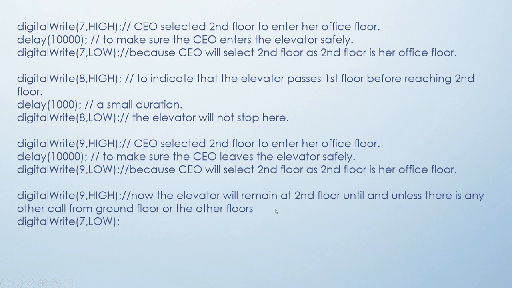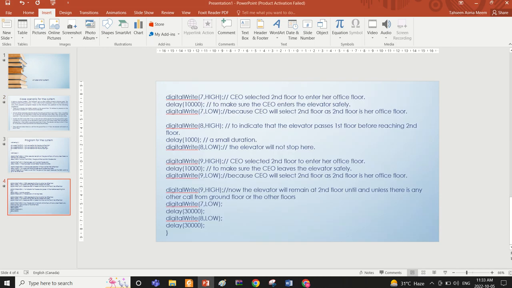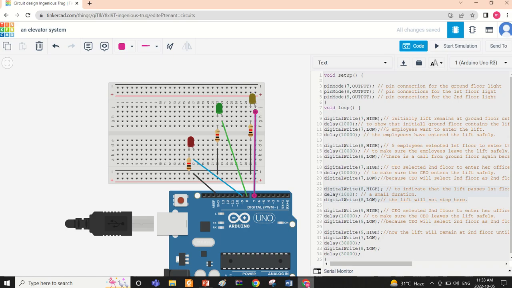And in order to show that the lift is not going towards the ground floor or towards the first floor again, we can allocate a huge delay time and indicate that these two LED lights are low. So this kind of program, I hope you have understood. You can try to implement this program in Tinkercad as well. I will show you one example.